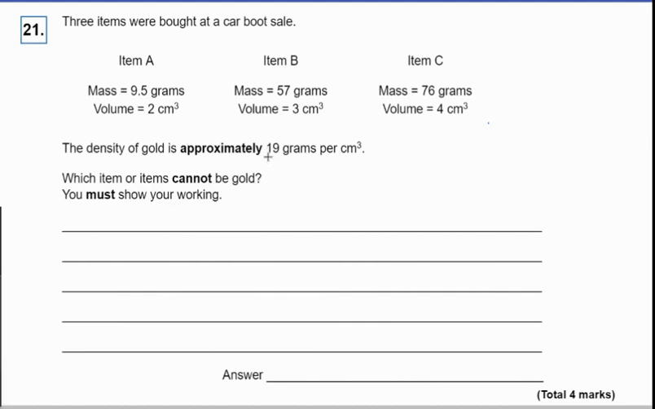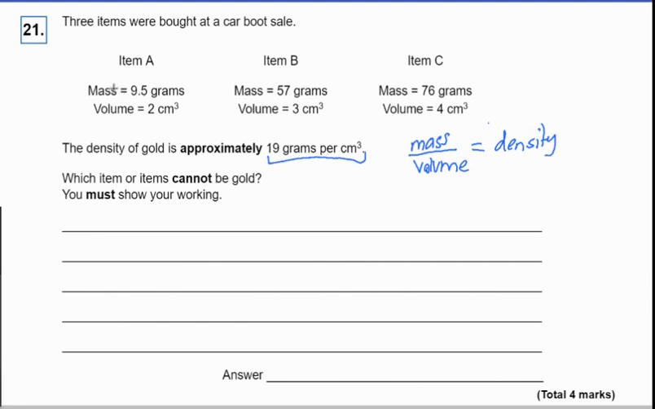Well, the units give us an indication as to what density is. So grams, that's measuring mass. The per is divide, and the centimeters cubed is a measurement of volume. So that is equal to density.